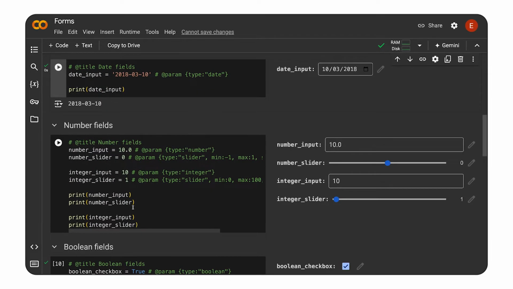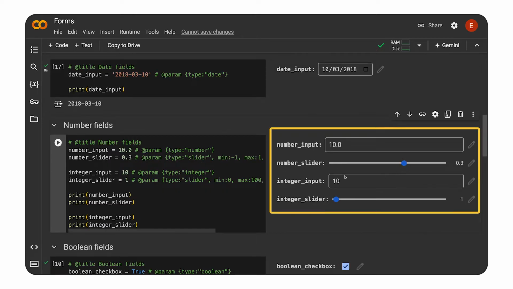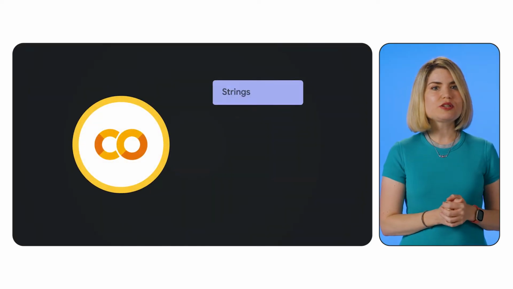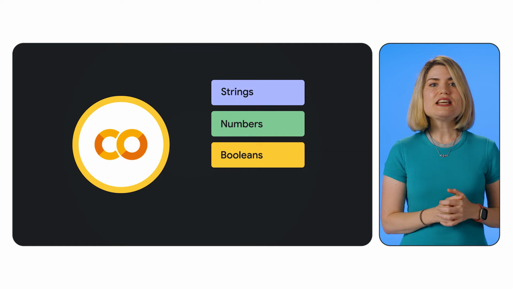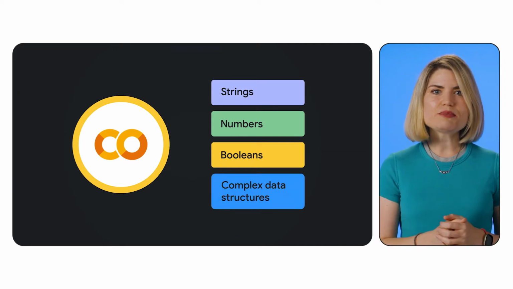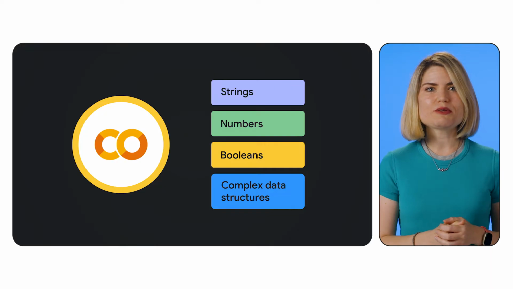Let's see an example. Imagine you have a function that takes a learning rate as input. Instead of hard coding the learning rate, you can add a number slider using the param decorator in a code cell. Now you can adjust the learning rate interactively and see the results in real time. Colab supports various input types, including strings, numbers, booleans, and even raw input for more complex data structures. It's incredibly flexible and makes your code much easier to experiment with.